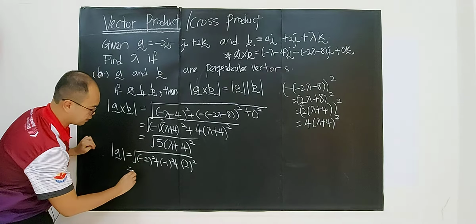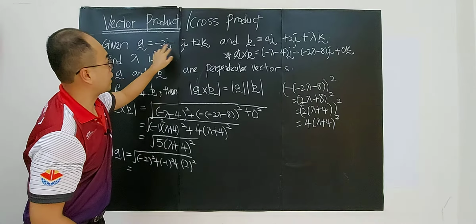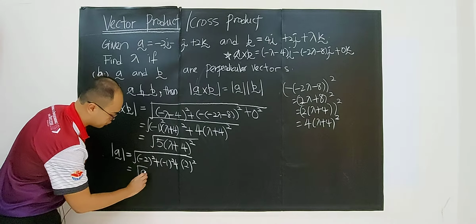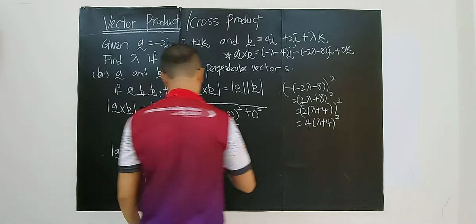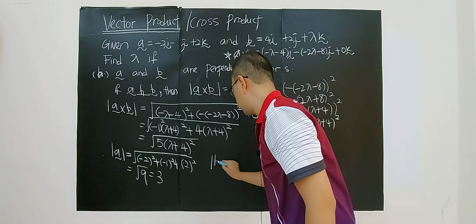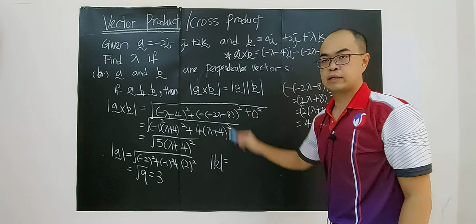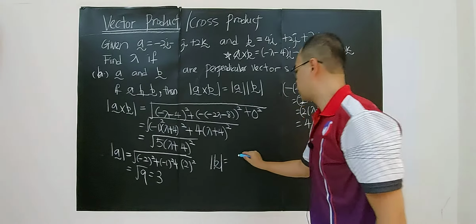So we were getting the magnitude of A: 4 plus 4 plus 1, which is the square root of 9, which gives you 3, right? And at the same time, we find the magnitude of B, because we need to equate these two, since they are perpendicular.